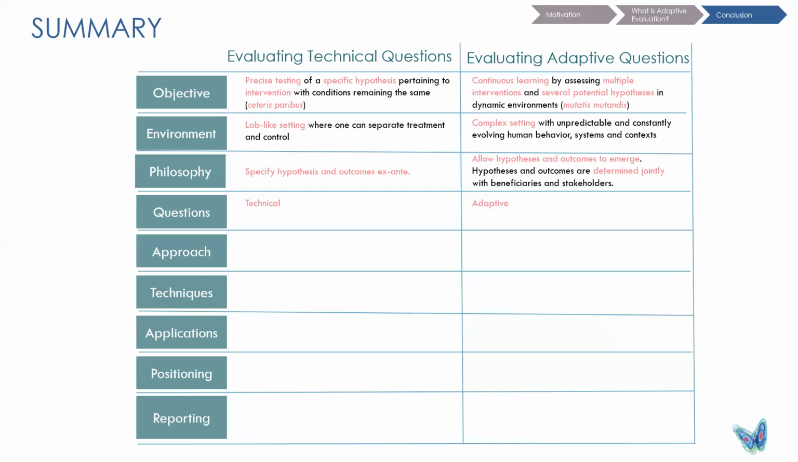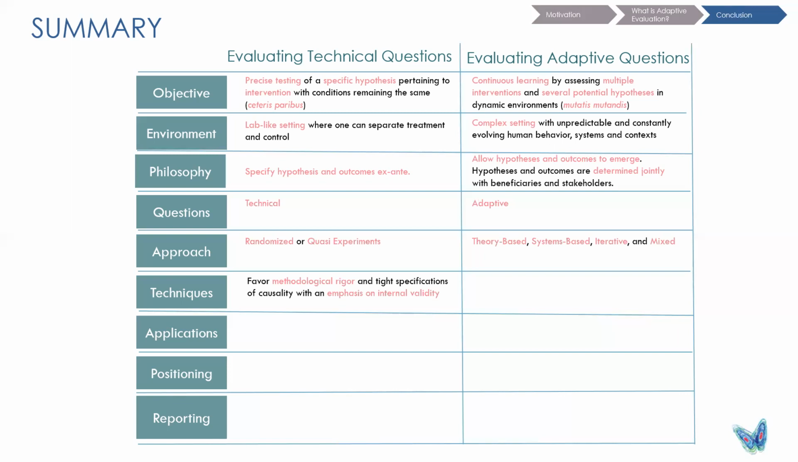Questions, as we discussed, are either technical or adaptive. The approach in technical questions is typically randomized or quasi-experiments. In adaptive questions, we have approaches that are theory-based, system-based, iterative, and mixed, some of which can involve an RCT. If you're in a low complexity setting, in an initial rollout, or in some sort of innovation stage, you can use an RCT. But in other situations, when you're in higher complexity, and you're in innovation or scaling, you may have to use other methods.